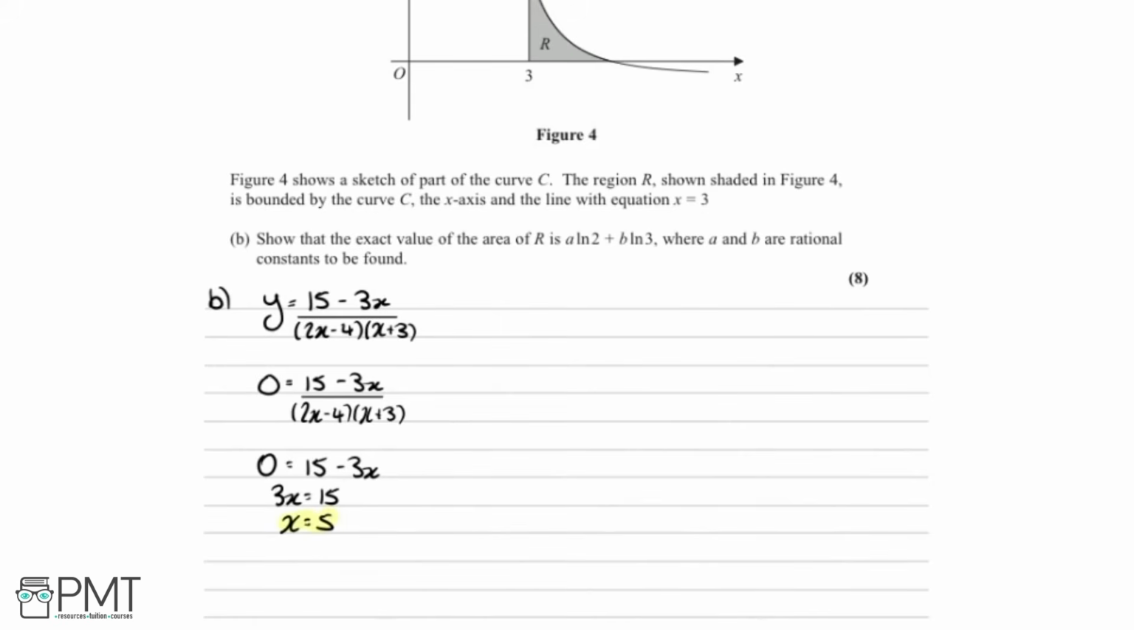We've got our first bit of information that we need to know: that this point right here is x equals 5. So essentially, to answer the question, we're going to need to integrate between x equals 3 and x equals 5. And we're going to be integrating the curve C.